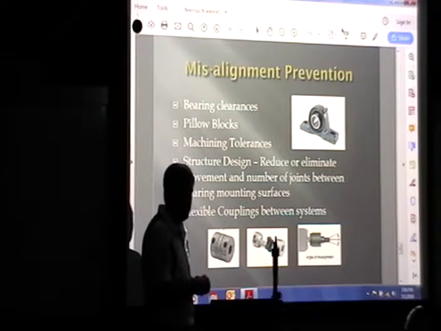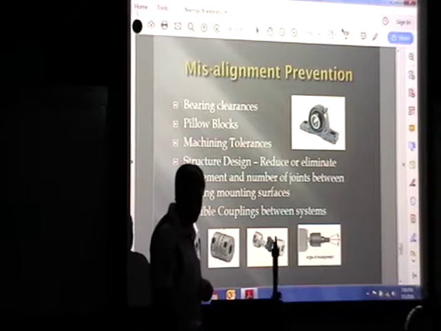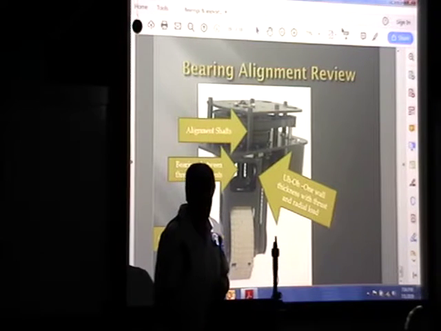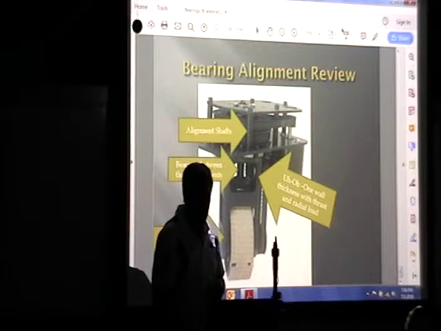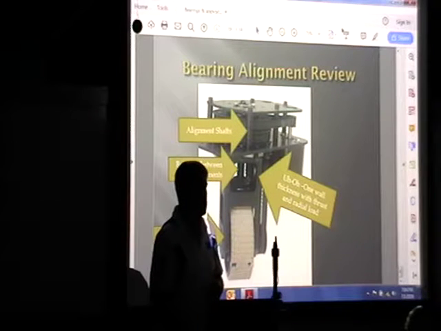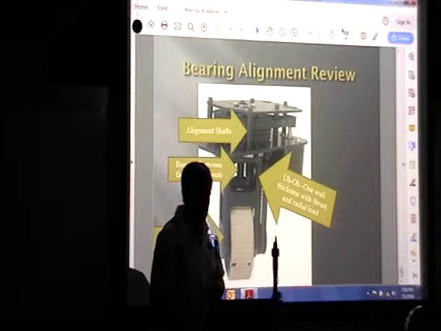Any questions on that? Okay. Any questions at all on the bearing sets or bearings in general? No? Okay.